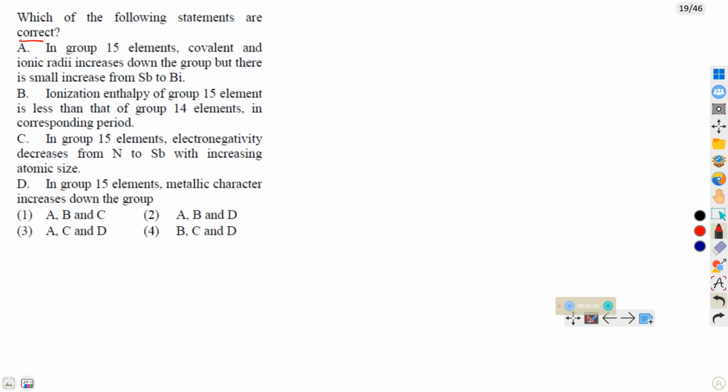The following statements are correct. In group 15 elements, covalent and ionic radii increase down the group, but there is a small increase from antimony to bismuth. This is correct. Ionization enthalpy of group 15 elements is less than group 14 elements. Wrong. Group 15 elements, nitrogen family; group 14 elements, carbon family. Nitrogen family ionization enthalpy is more compared with carbon family because of half-filled electronic configuration. Group 15 elements electronegativity decreases from nitrogen to antimony with increasing atomic size. Correct. In group 15 elements metallic character increases down the group. Correct. A, C, D are correct.